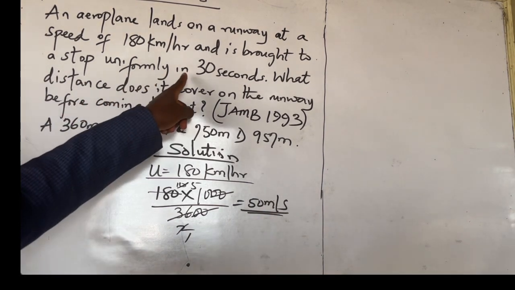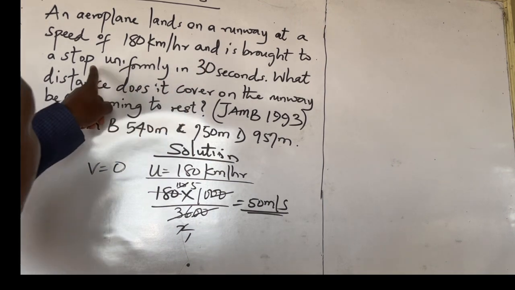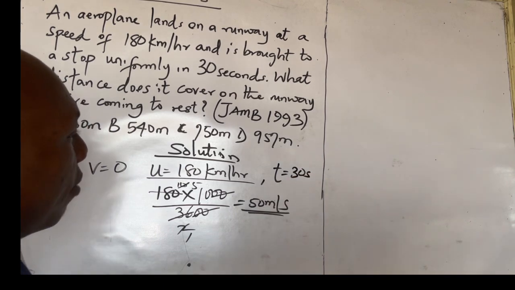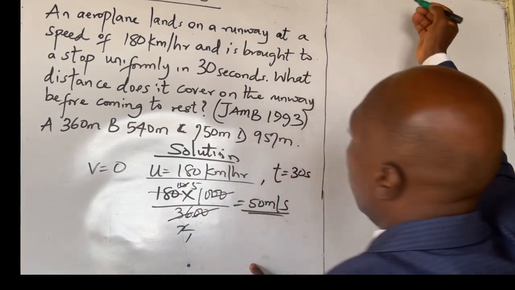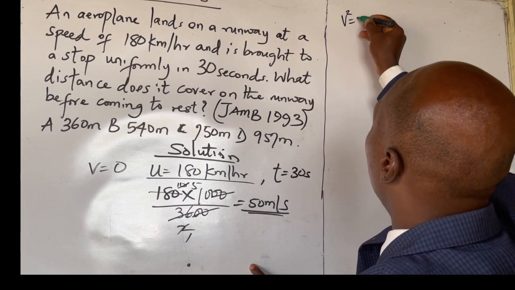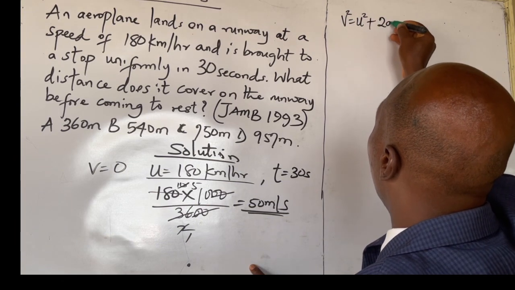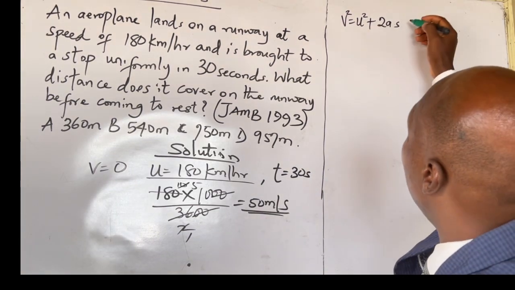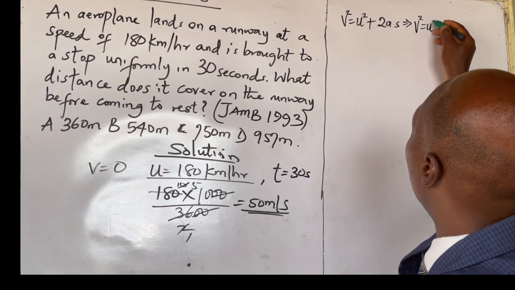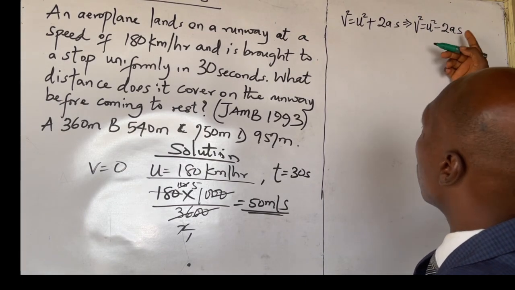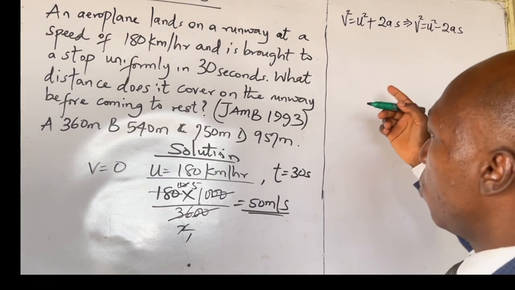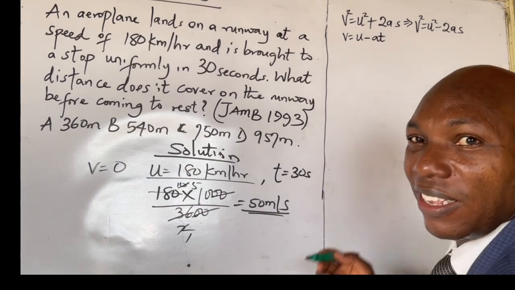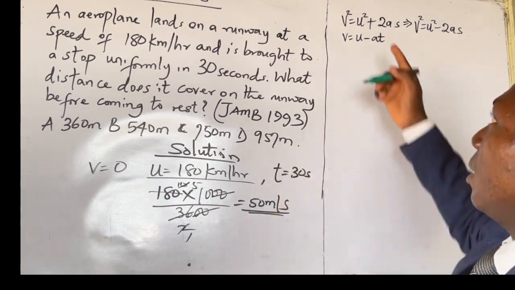But the question is telling us that it is brought to a stop uniformly in 30 seconds, so time is 30 seconds. So we apply v squared, the third equation of motion. But don't forget, the body is not starting from rest, so this part of the equation will be minus. So we have v squared equals u squared minus 2as. But acceleration is not given in the question, so we go back to v equals u minus at. That's the first equation of motion, but it's not starting from rest. That's why we have this minus.